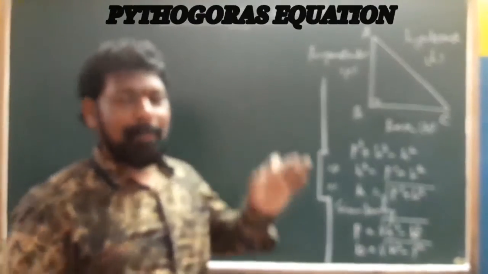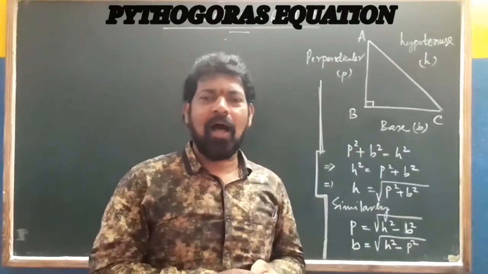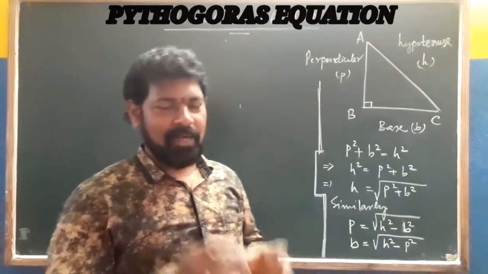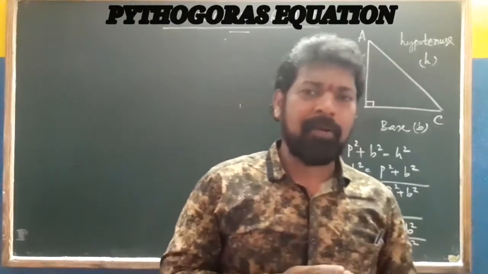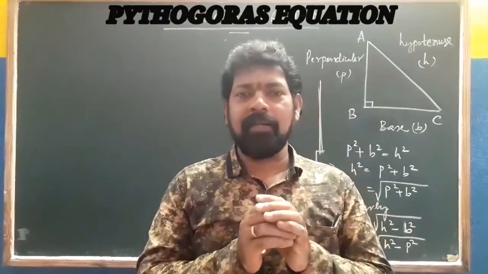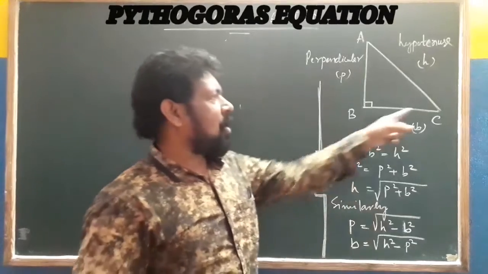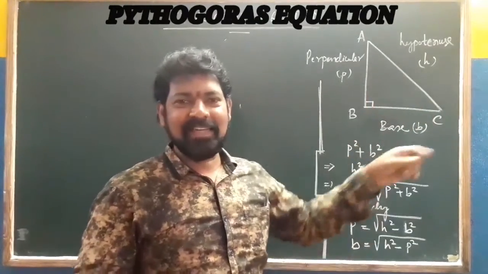Pythagoras developed a relationship between the three sides of a right angled triangle. Remember, Pythagoras developed an equation, a relationship between the three sides of a right angled triangle. So let me draw one right angle triangle. ABC is a right angle triangle.